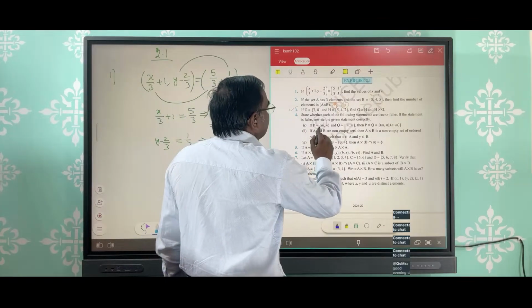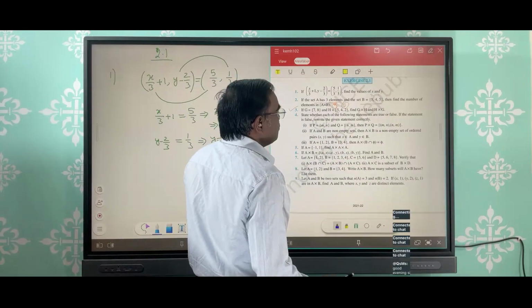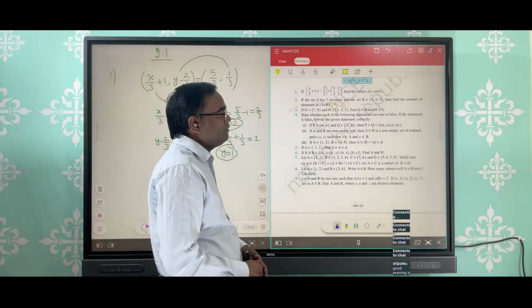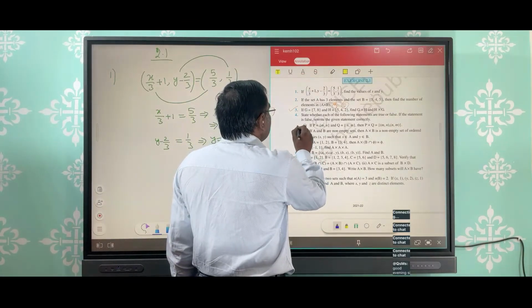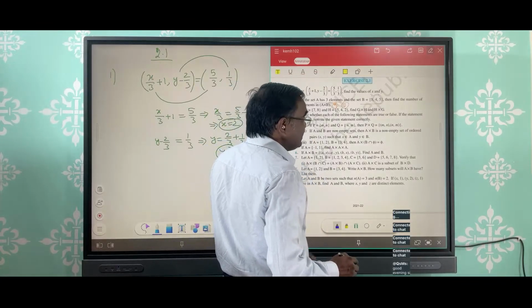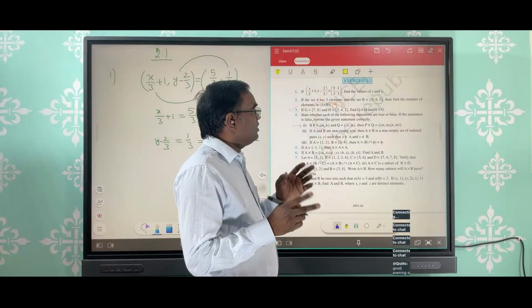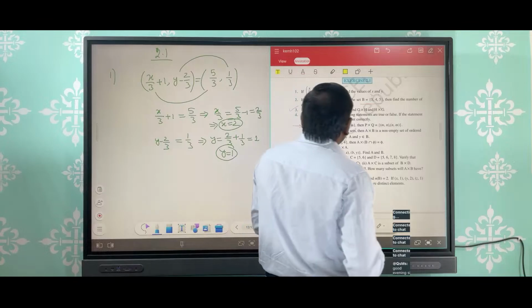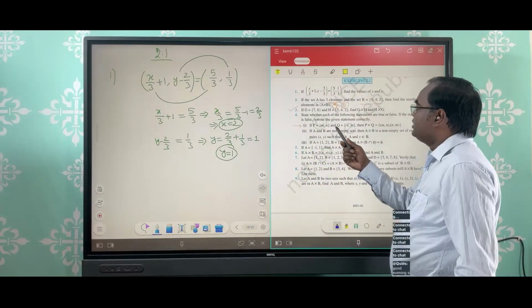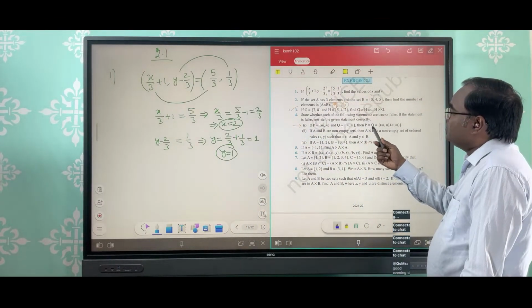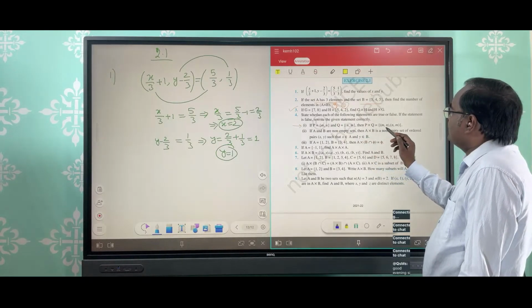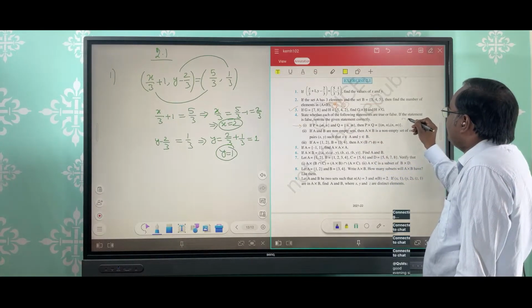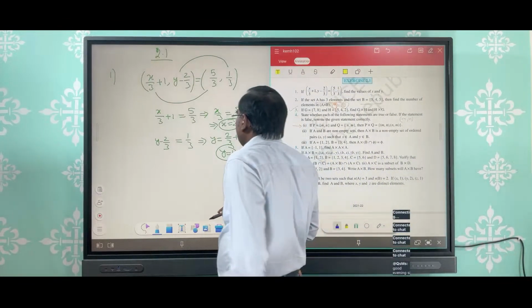State whether each of the following statements is true or false. If the statement is true, leave it; if it is wrong, then rewrite the given statement correctly. First problem: if P is the set of M, N and Q is the set of N, M, then P cross Q will be MN, MM, NN, NM. Let us do it on this side.